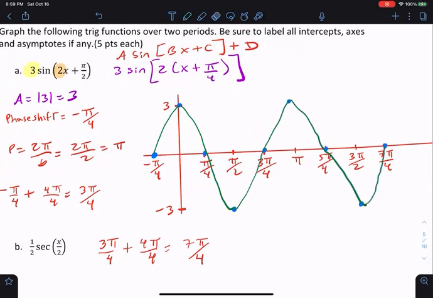Okay. Now, what else do we need to find out? We need to find out... Okay, so they want the x-intercepts, right? So the x-intercepts, we can do, let's see.